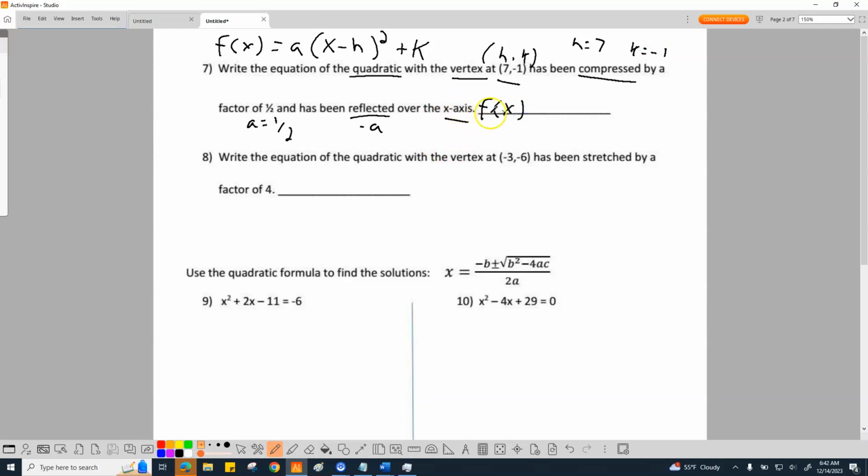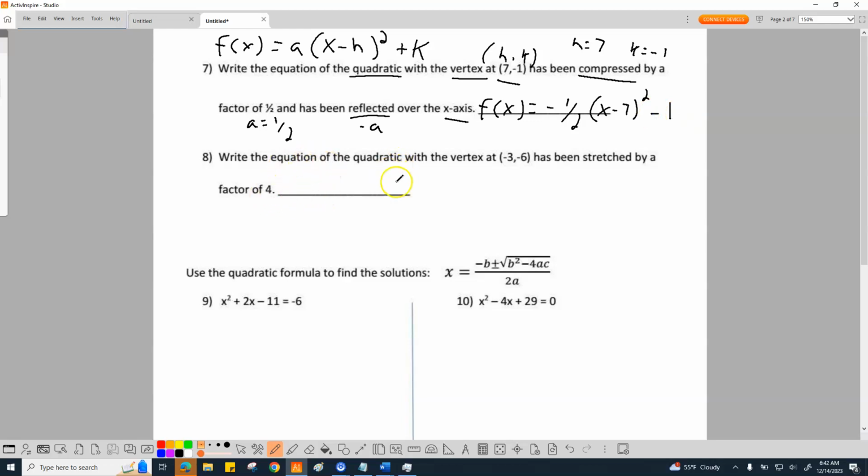Now here we go. F of x equals, I know it reflected, so it's a negative. I know my a is 1/2 because of the vertical compression. I know my x goes in here. What do we remember about our x's? Our x's always lie, so that +7 is actually going to be -7. And then our k always tells the truth, which is at this point -1, and bazam, you have yourself your answer.